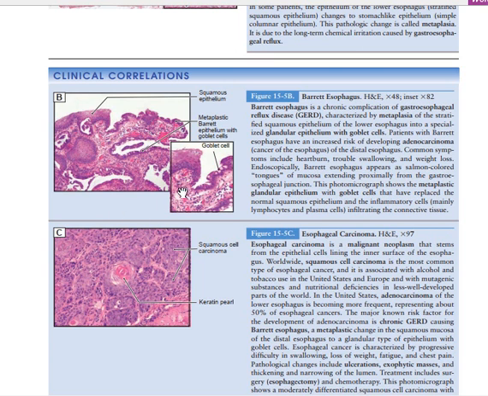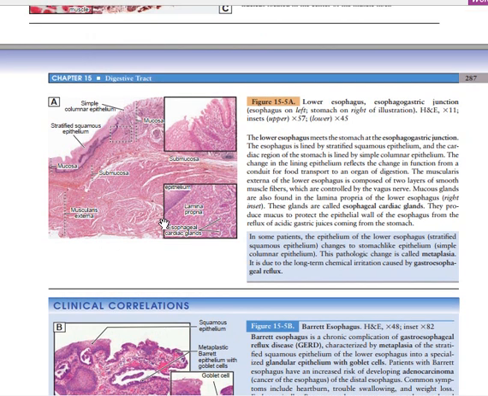Now in the histologic section, you're going to visualize a metaplasia. You have a metaplasia of the tissues. So there's a metaplasia. Why? Because the stratified squamous epithelium is going to be repeatedly irritated by the gastric juice.